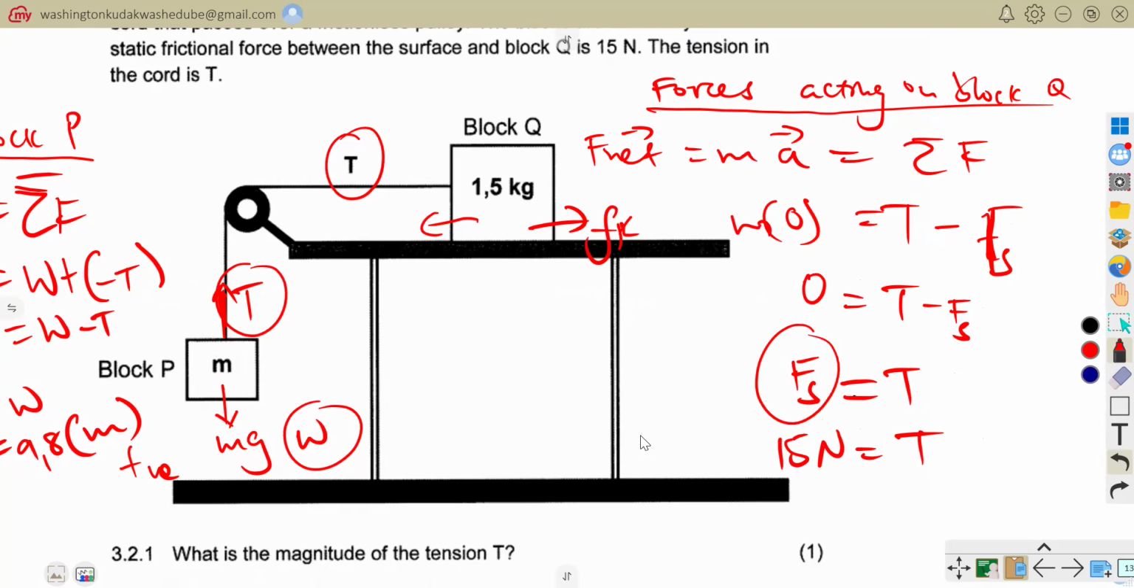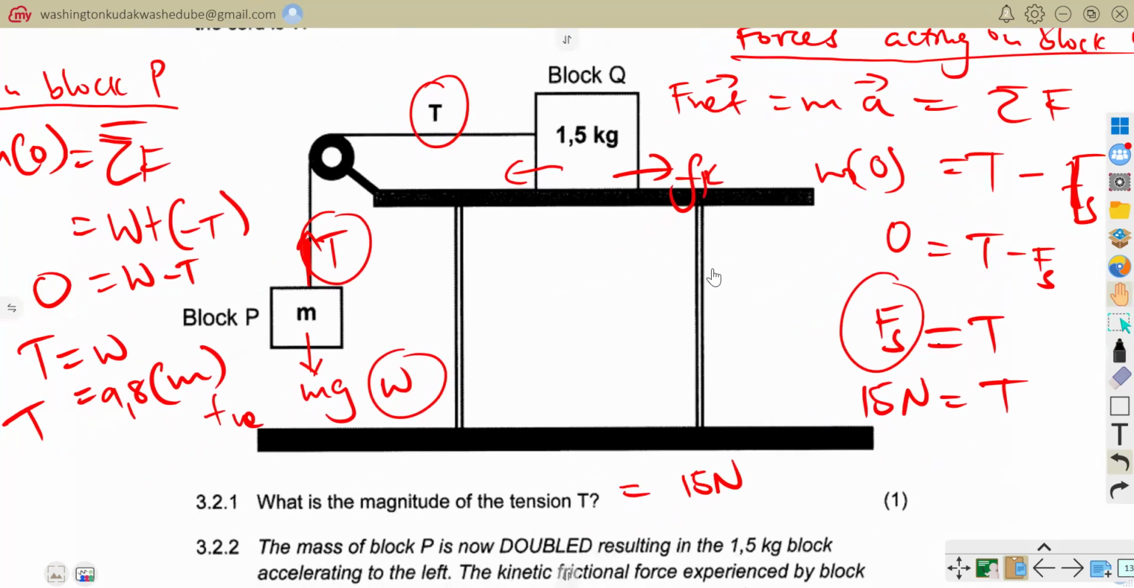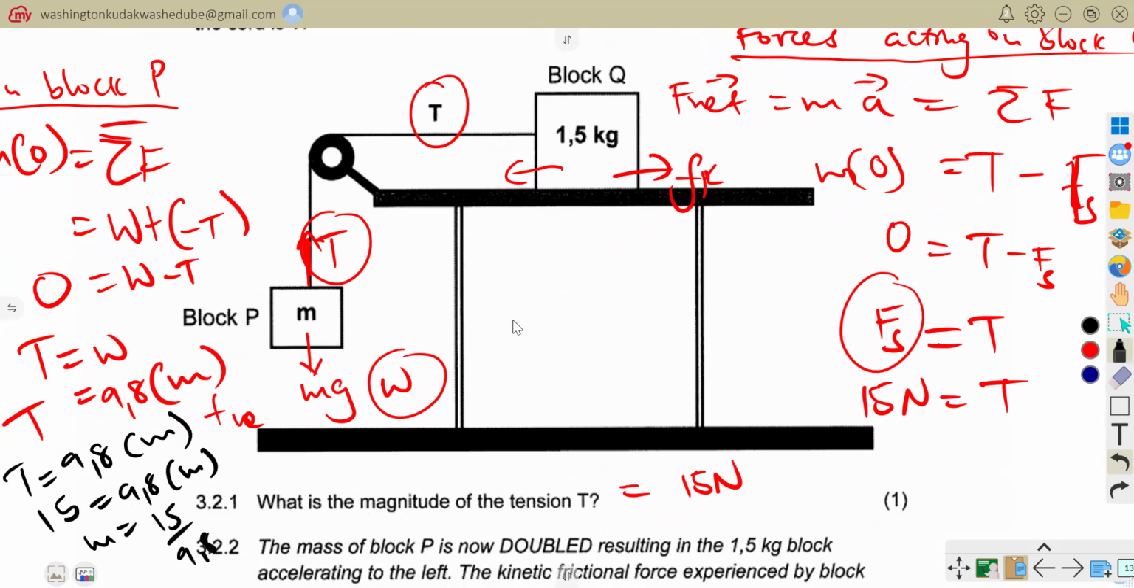So by simply looking into the forces acting on these individual blocks, we have determined our tension, given that these blocks are stationary. So our tension here would be equal to 50 newtons. We can also go ahead and determine our mass, because on this other side we have already said that our tension is equal to 9.8 m. Since our tension is 50 newtons, we can say 9.8 m is equal to 50 newtons. So my mass can be simply equal to 15 divided by 9.8.